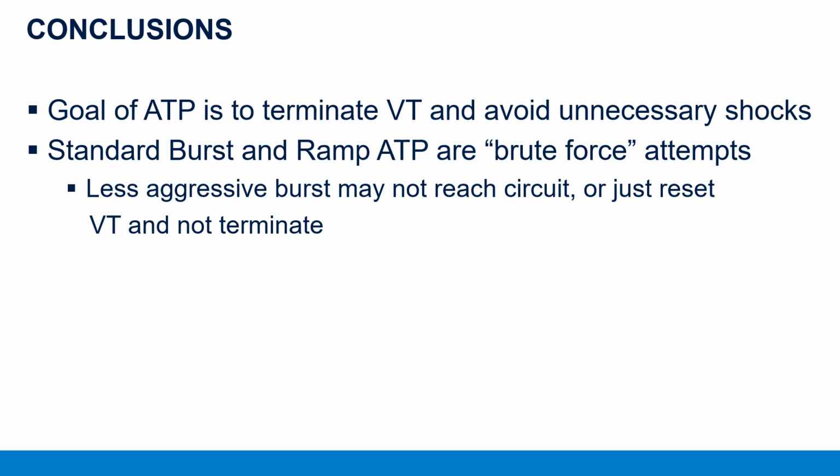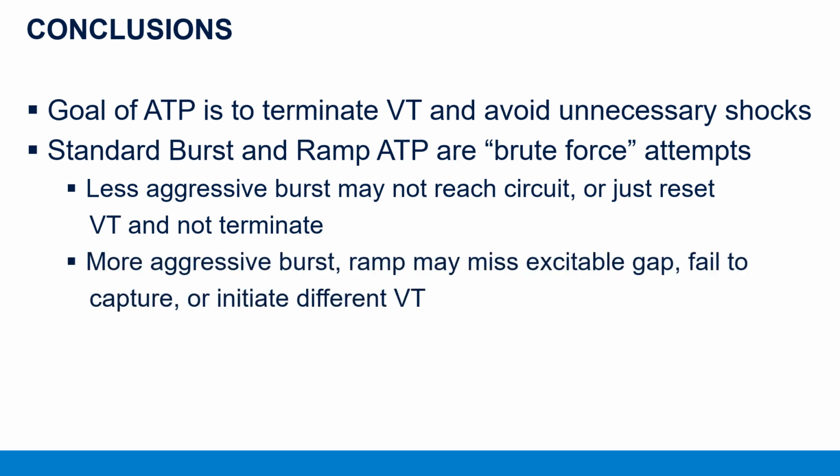A less aggressive burst pacing delivery may not have enough pulses to even reach the circuit, or if it does, it may continue to reset the VT and entrain it at that same pacing rate, but not terminate it. A more aggressive burst or ramp pacing scheme may miss the excitable gap because the beats that reach the circuit come too early at the wrong time to get into the excitable gap, and or you may fail to capture tissue because the last pacing beat or beats meet refractoriness at the location of the pacing site or between the site and the circuit.